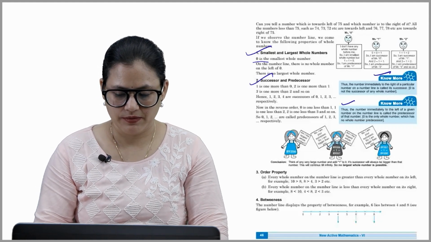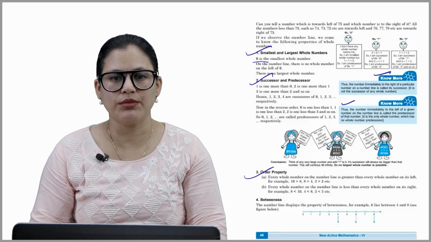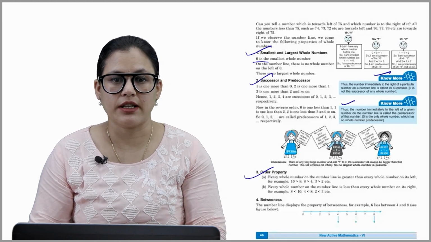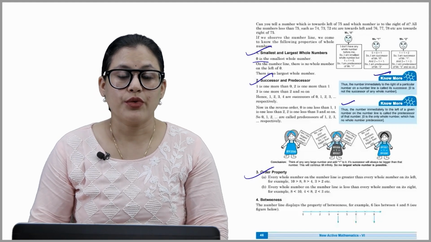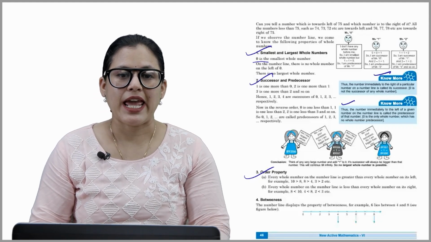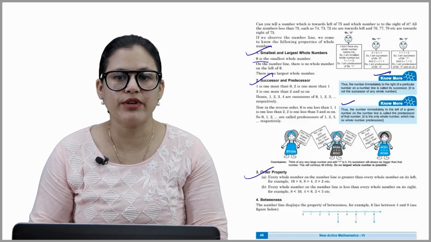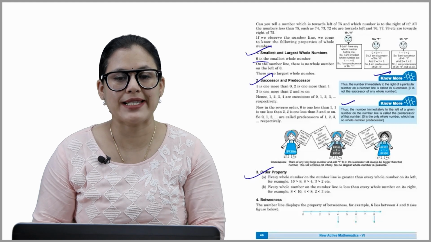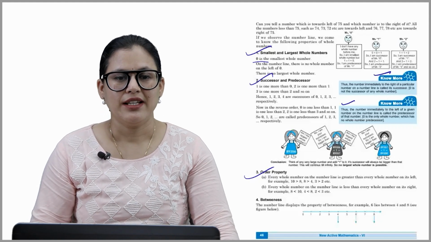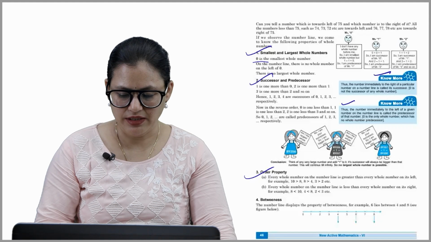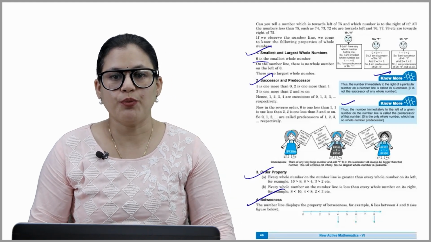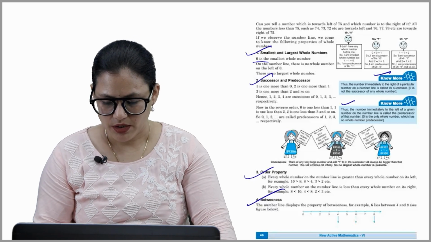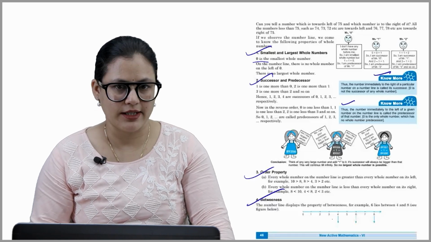Order property. Number 1, every whole number on the number line is greater than every whole number on its left. For example, 10 is greater than 8, 8 is greater than 4, 3 is greater than 2, etc. Every whole number on the number line is less than every whole number on its right. For example, 8 is less than 10, 4 is less than 8 and 2 is less than 3. Number 4, betweenness. The number line displays the property of betweenness. For example, 6 lies between 4 and 8. As you can see, 6 is lying between 4 and 8.